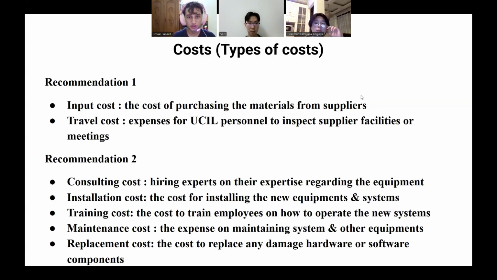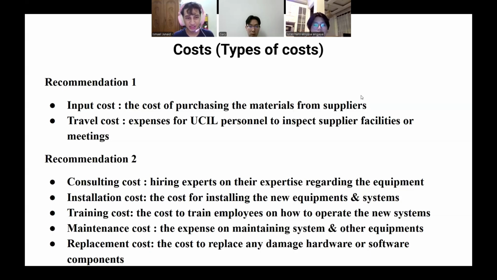Now we should talk about the costs, which are the types of costs such as input costs and travel costs. Our first recommendation comes with input costs and travel costs. Input cost is the cost of purchasing the materials from suppliers. Travel costs are the expenses when UCIL personnel inspect supplier facilities or attend meetings.